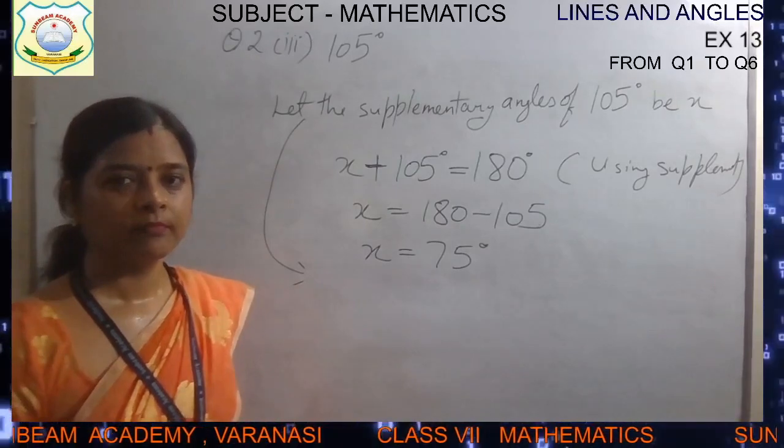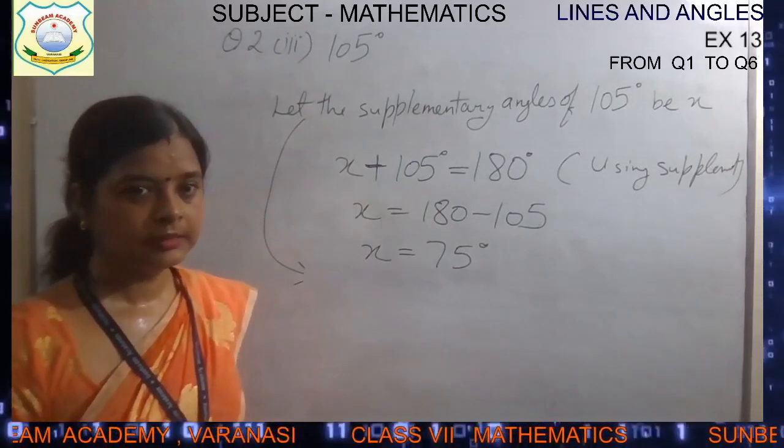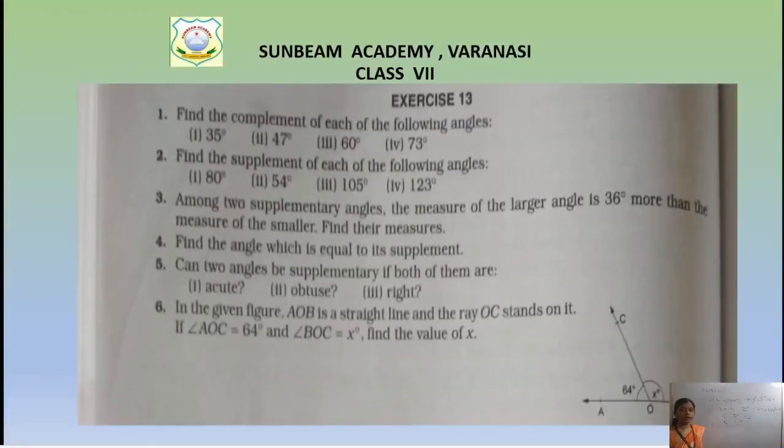Quickly move with the next question. Question number 3. Among two supplementary angles, the measure of larger angle is 36 more than the measure of smaller angle. Find the measure. Quickly write down, children. Question number 3. I am also erasing my board work so that I can solve it.